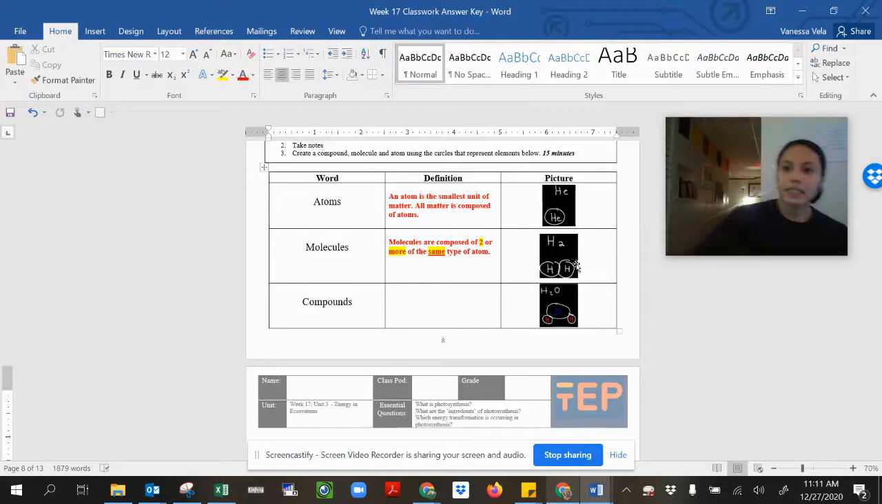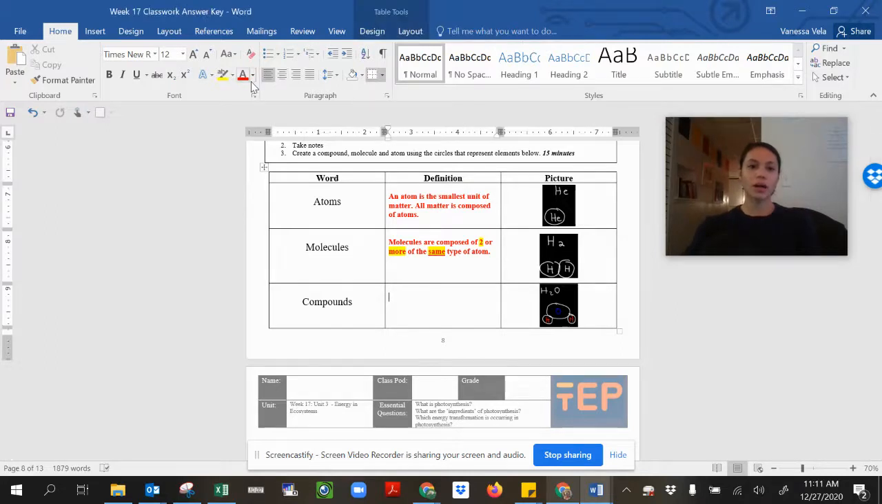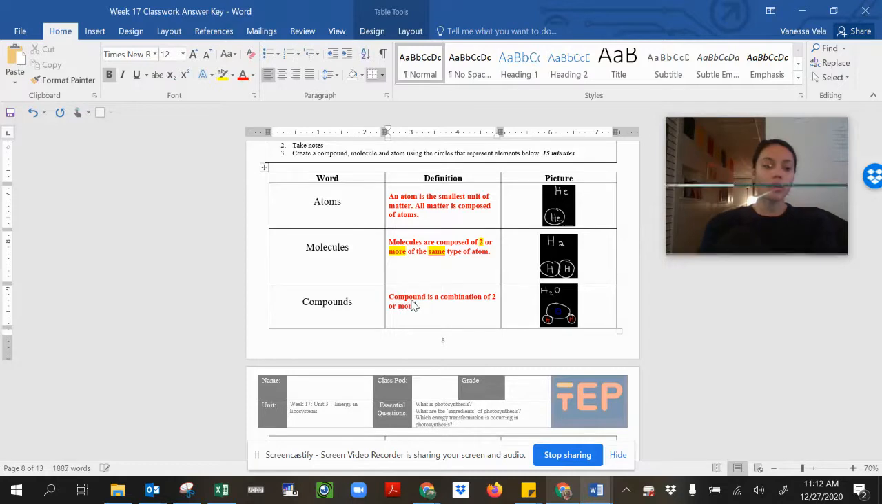All right, so since you already did that, we are moving on to compounds. This is a little different. What do you think a compound is based on this image of 2 hydrogens, 1 oxygen? You can pause this and guess, but a compound is a combination of 2 or more different types of atoms.